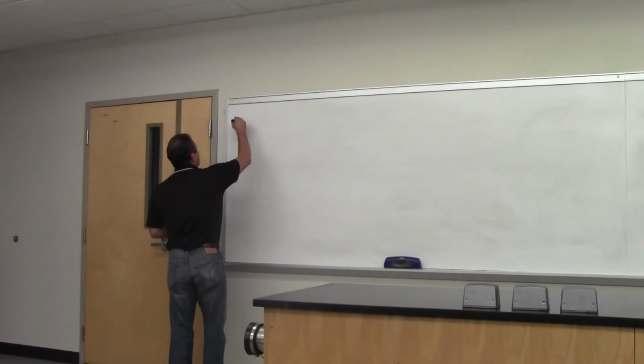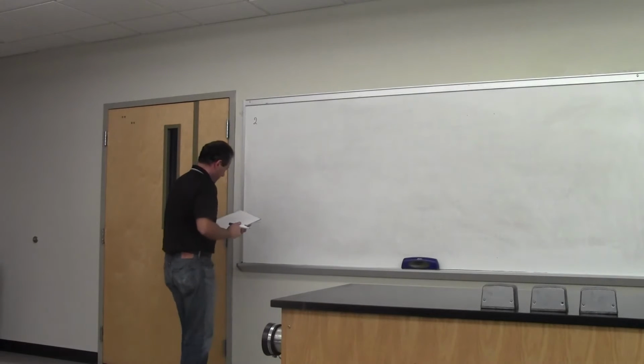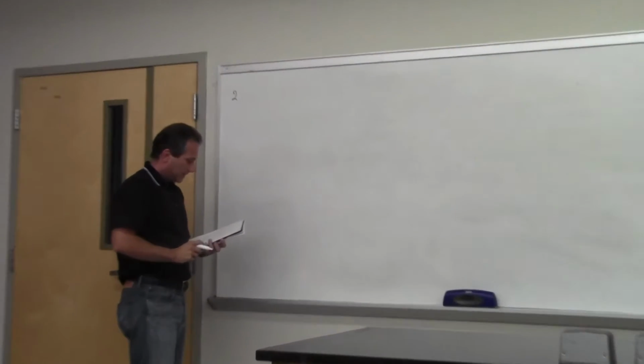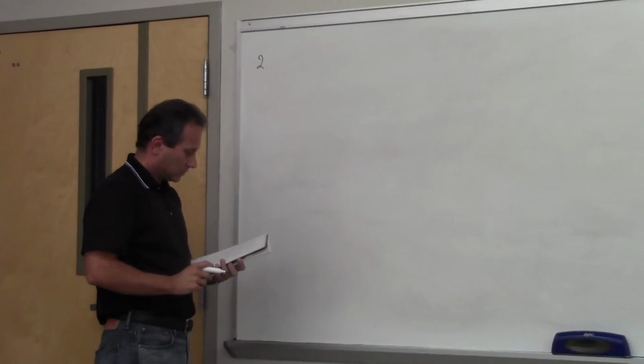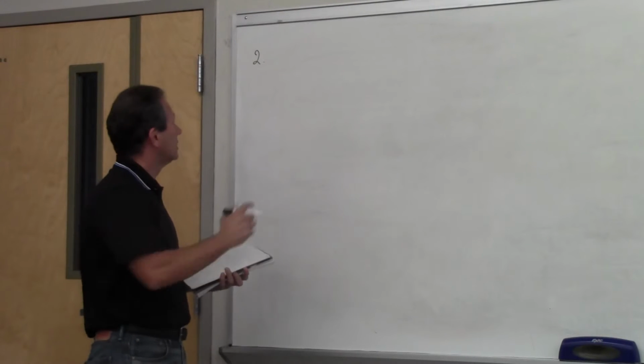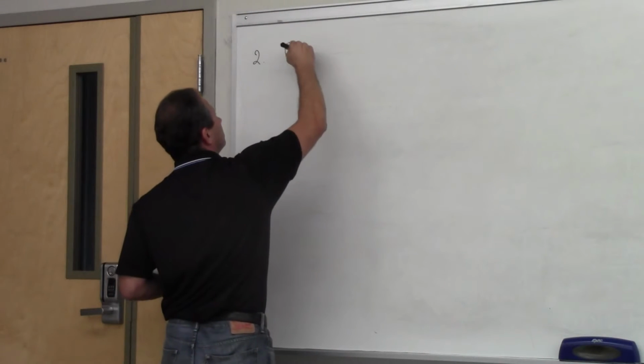All right, so number 2. The satellite in problem 1 serves CONUS. CONUS is the continental US.